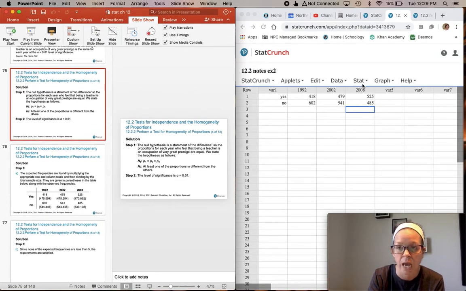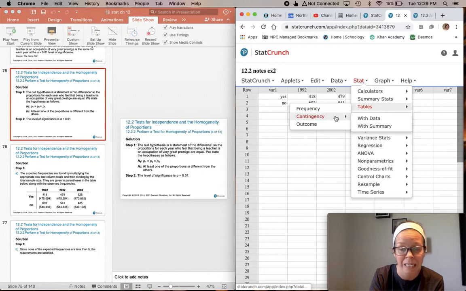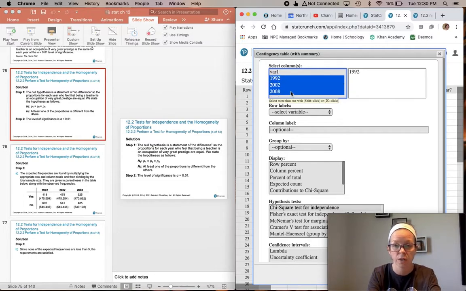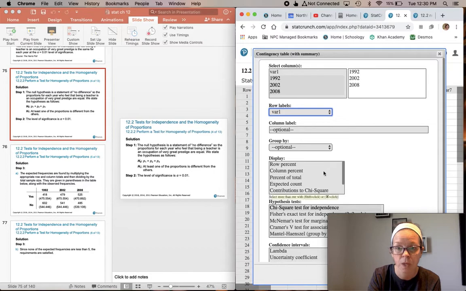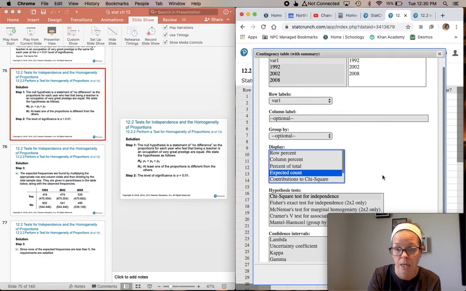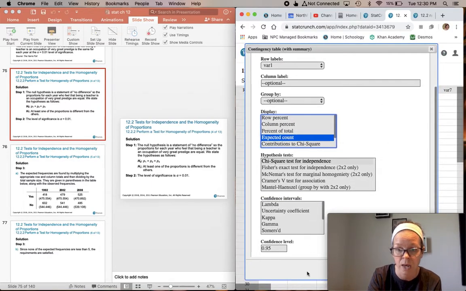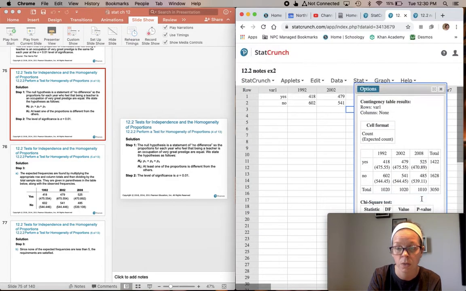So to do this test, same as the last, we're going to go into Stat. We're choosing Tables and Contingency Table with Summary. We select our columns, which are the years. Our rows are in the one that I didn't label. I'm going to have it find our expected counts for us. And then it's opted to do our chi-square test already, so I don't have to select that. And I'm going to compute.